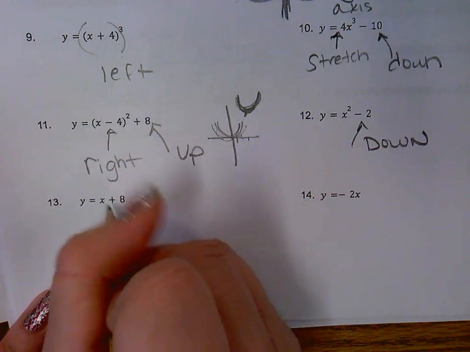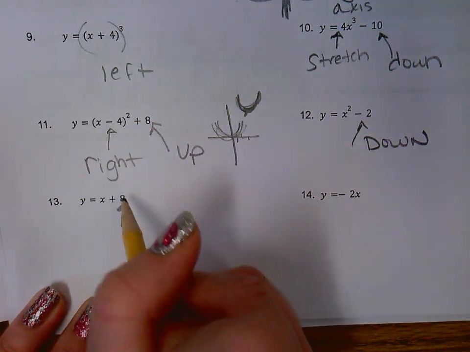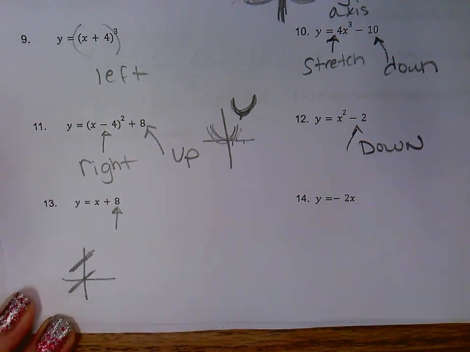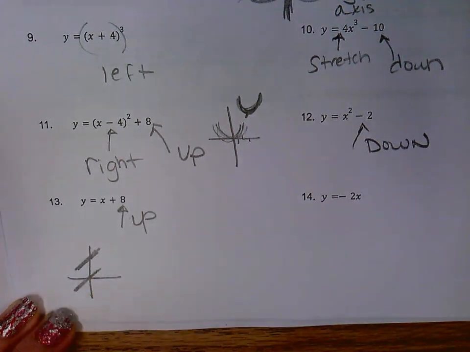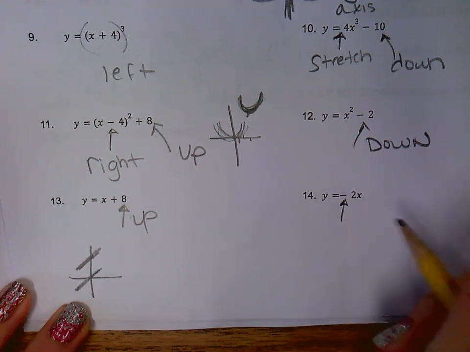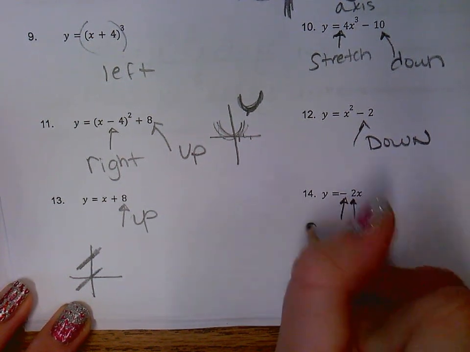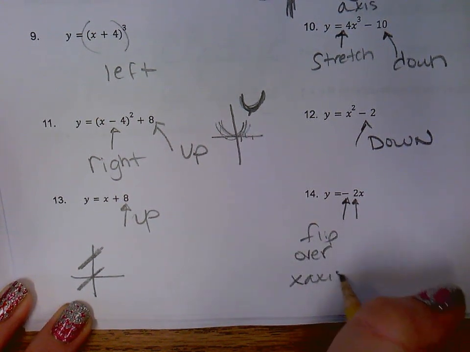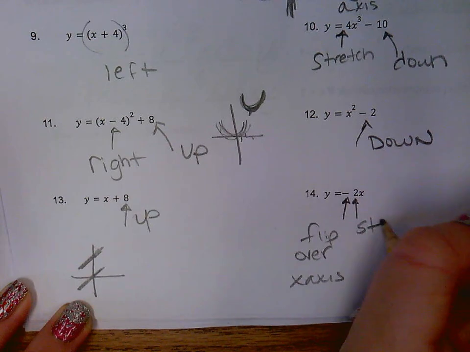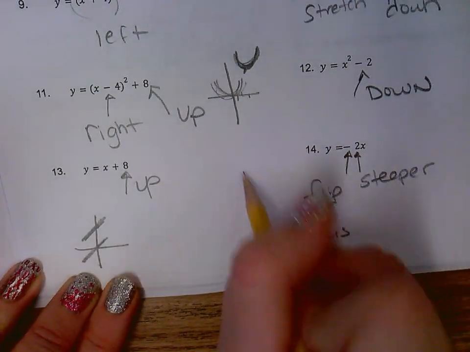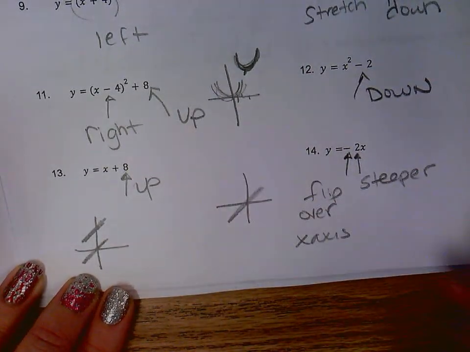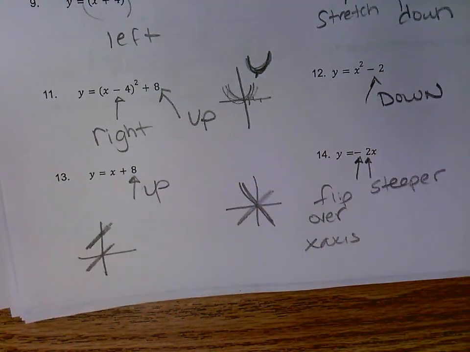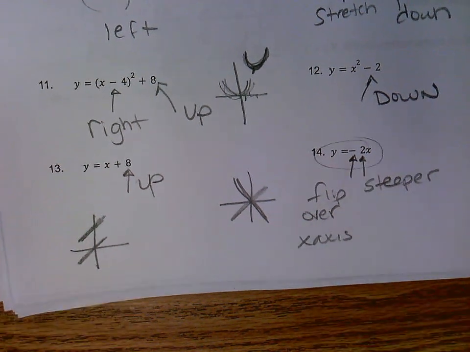This is a linear function. We call that the y-intercept. But really what you're doing is you're taking the original function and you're shifting it up 8 units. So it's going up 8. And then we call this the slope, but this is actually a flip over the x-axis, and our slope is steeper, right? Because my original function looks like this. So this is flipping it and making it steeper in the negative direction. So you can use it even for linear functions.